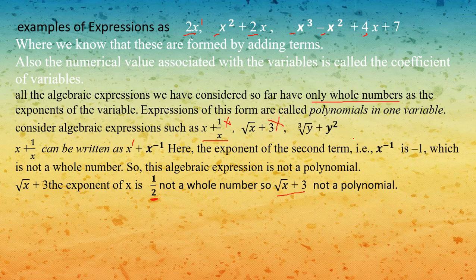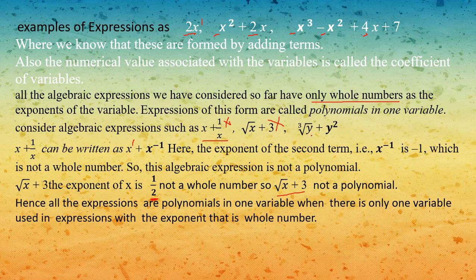Now let us consider cube root of y, that means the exponent of y is 1 upon 3. So 1 upon 3 is also not a whole number. Here the exponent of y, in cube root of y, is 1 upon 3, so here also we can say this is not a polynomial. So the property we are observing here is that the exponents are only whole numbers.